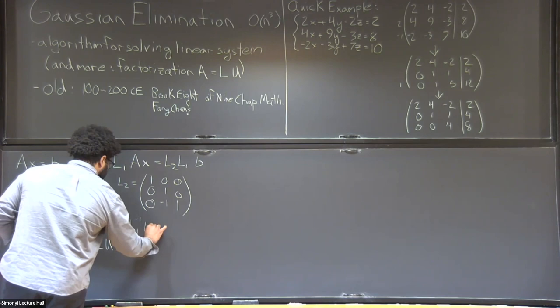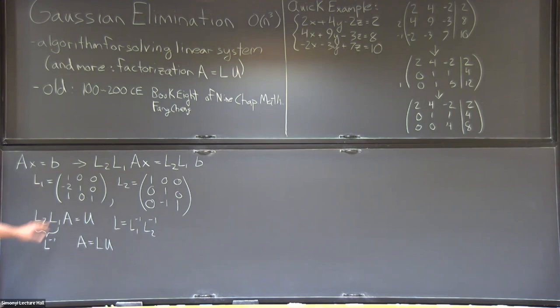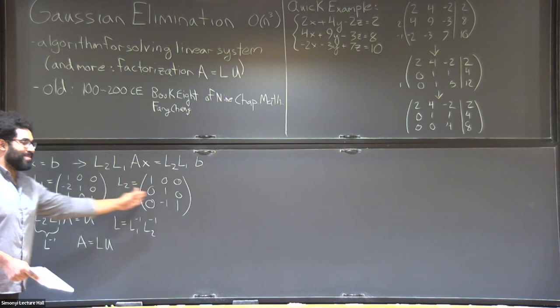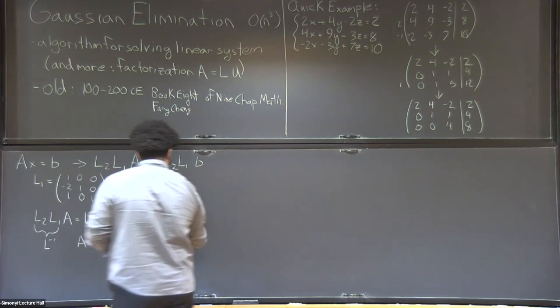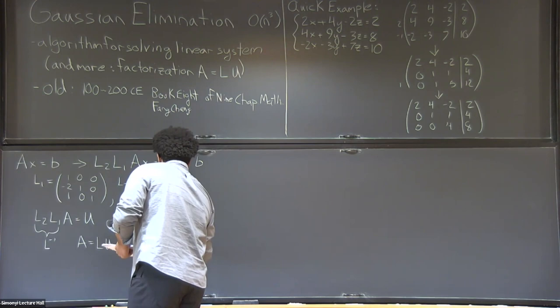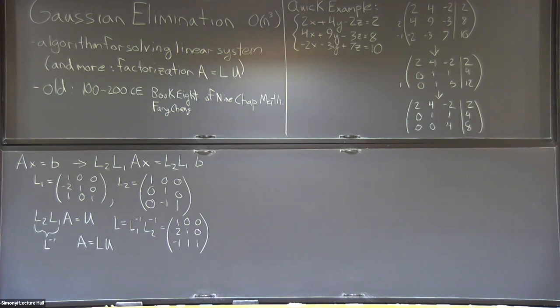where here L is just equal to L1 inverse, L2 inverse, and a nice property of matrices of this form, these lower triangular matrices, it's a very nice trick. The inverse of this is actually exactly the same, just negating these entries below row one, negating these entries below row two. So this you can verify by quick analysis. And then the second nice property of these lower triangular matrices is when they're of this form, multiplying them is just like filling in the entries below the diagonal. So you get that this L is just 2, minus 1, 1.